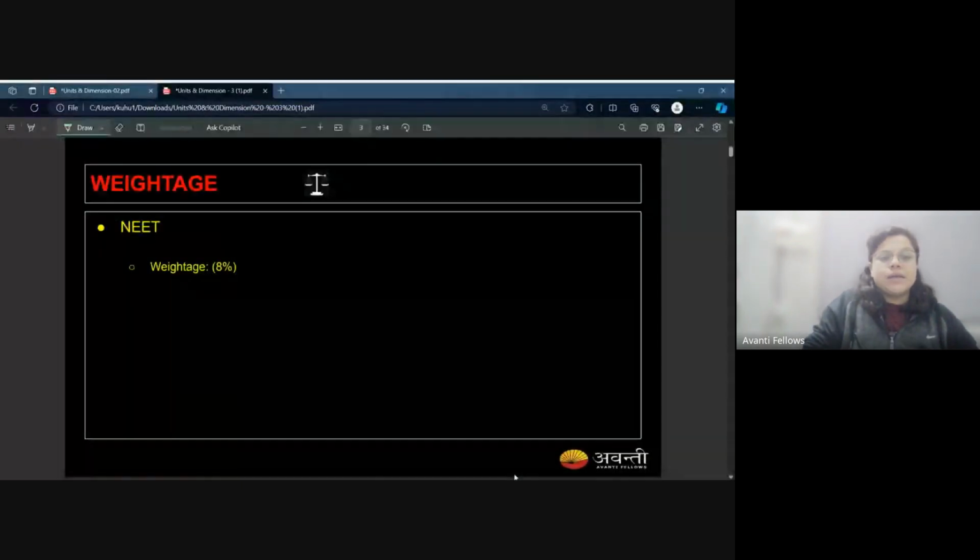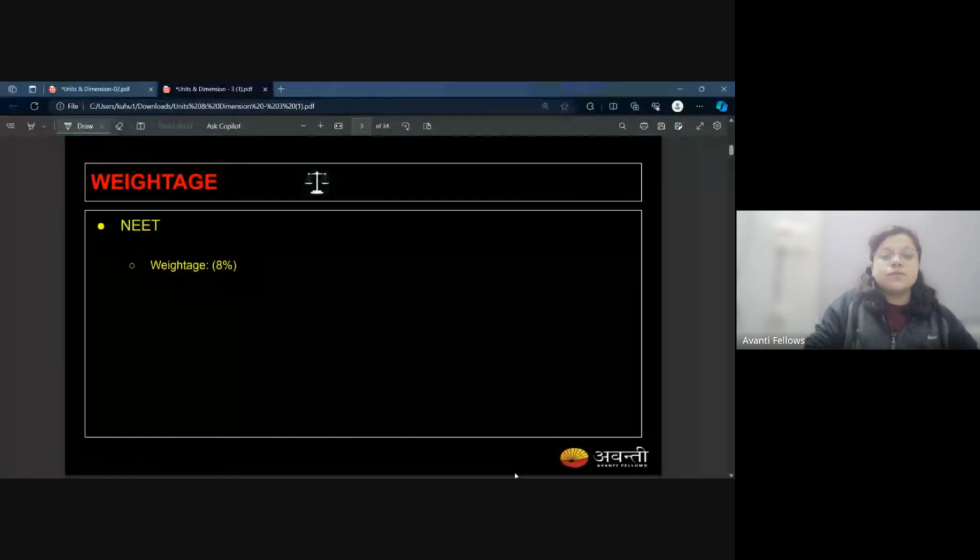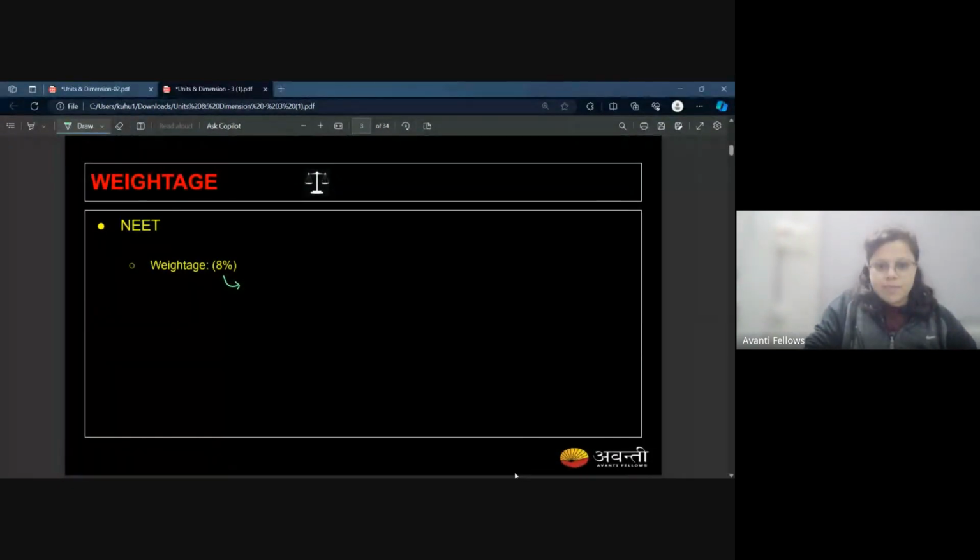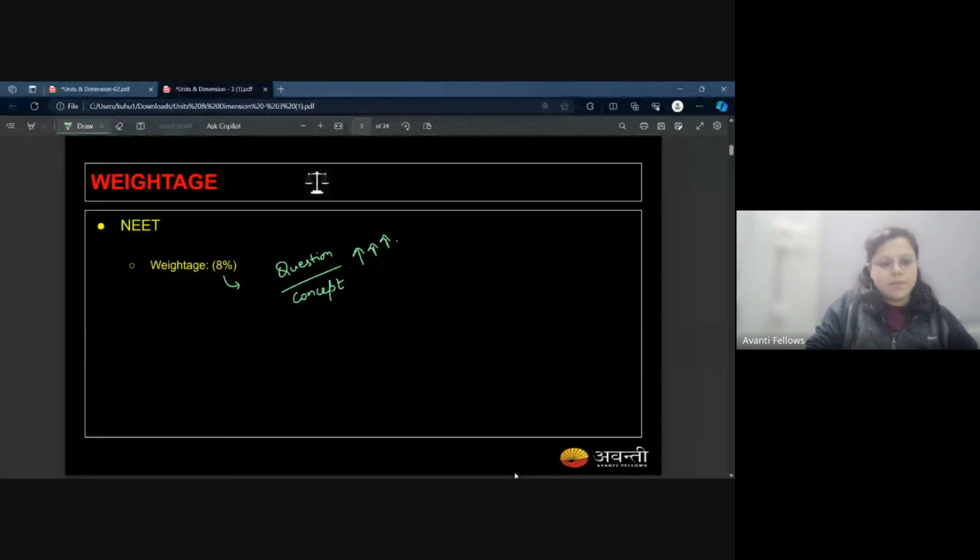As I already discussed, the weightage of this chapter is 8% in your NEET exam. So it is very important. Plus, I told you that the question to concept ratio is much, much higher. So we need to focus on this chapter.